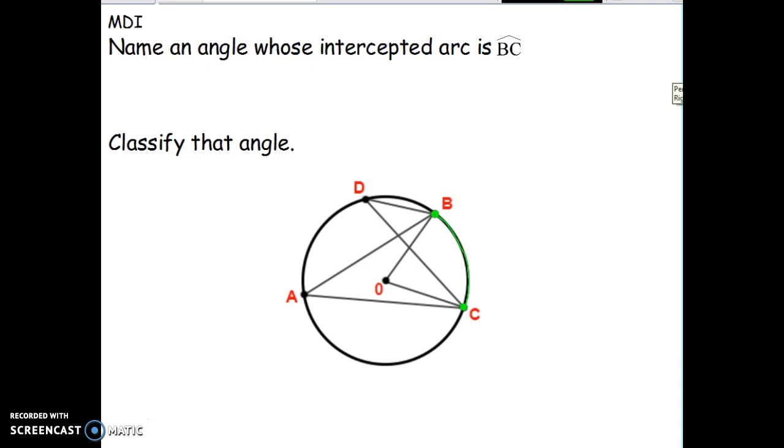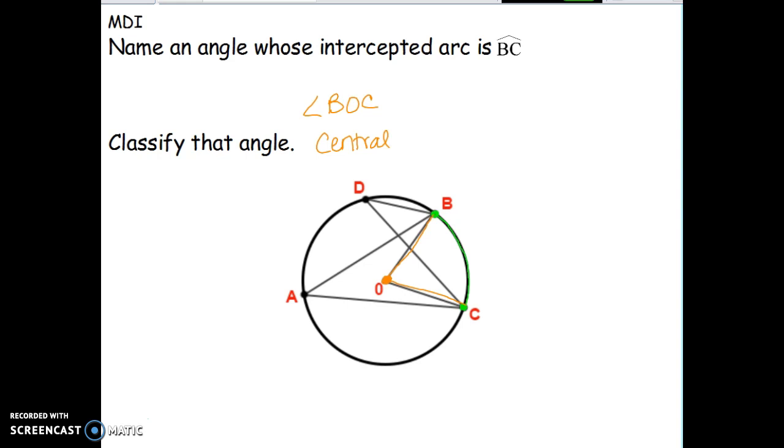So if we look at one of those angles, we can see that BOC is one of the angles that intercepts this arc. And because O is the center of the circle, and O is the vertex of this angle, that means that this is a central angle.